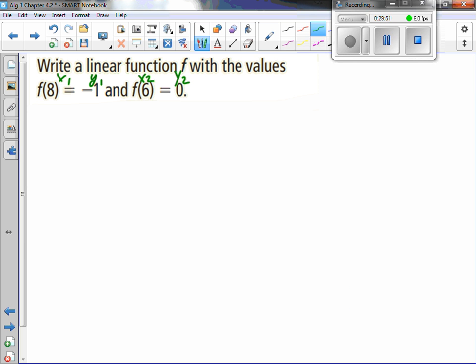So let's look back at this here. Now here what we're saying is the point is negative 8, 1. F of x, the function inside the parentheses is our x, what we're plugging in. Our x value is 8. And whenever we plug 8 into the function, we get the y value of -1. Now for our other one, we plugged in 6 for x and got a value of 0 for y.